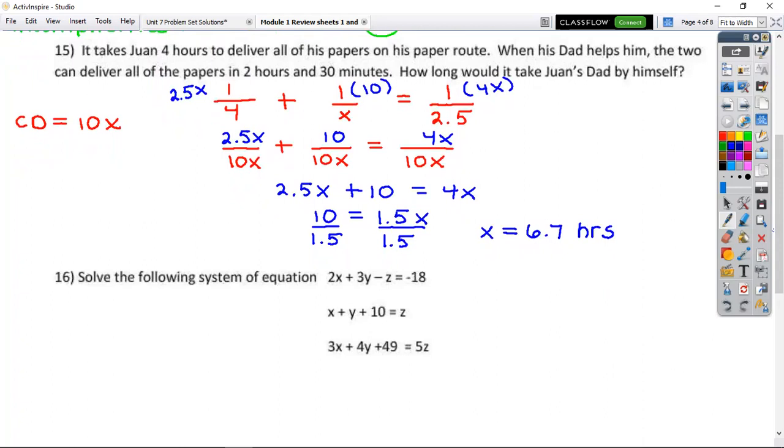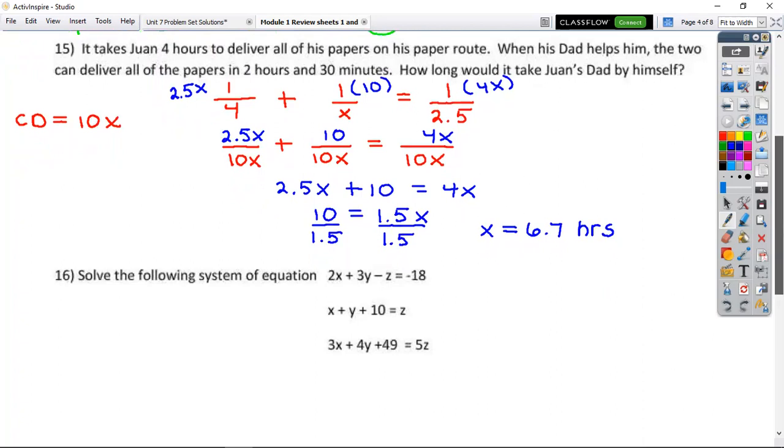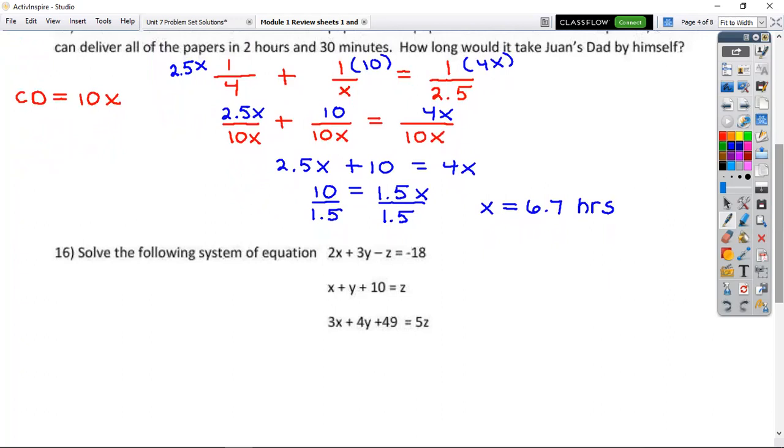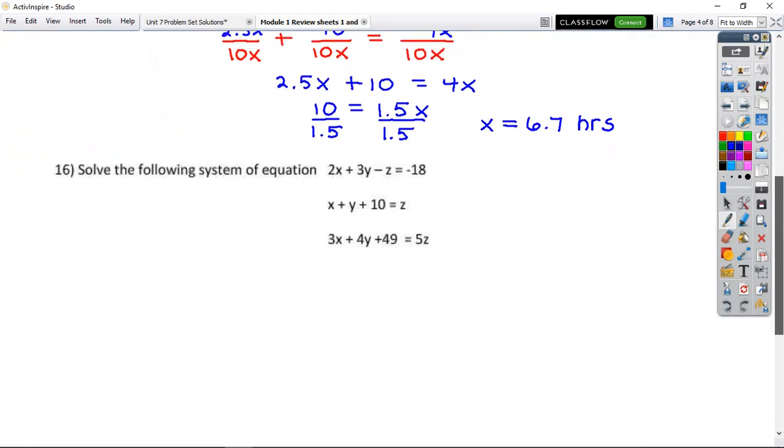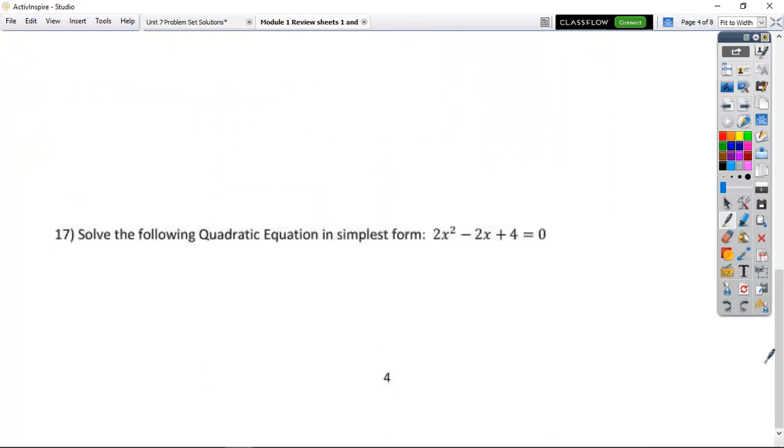Okay. 16, I'm going to skip. It's a 3-variable system. We did one today. And overall, I think you're all fairly confident with that. So I want to do one last question, and that is number 17. This has something that hasn't come up in a while, so that's why I picked it.